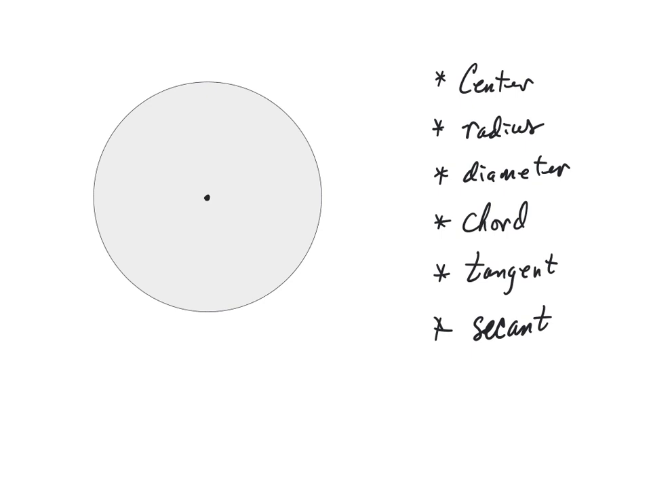The center, again, is the fixed point. I'll use a C there. From which all of the distances to the circle are equal. Radius, again, is the distance from the fixed point, center, to any point on the circle. Again, we'll use a lowercase r traditionally for that.